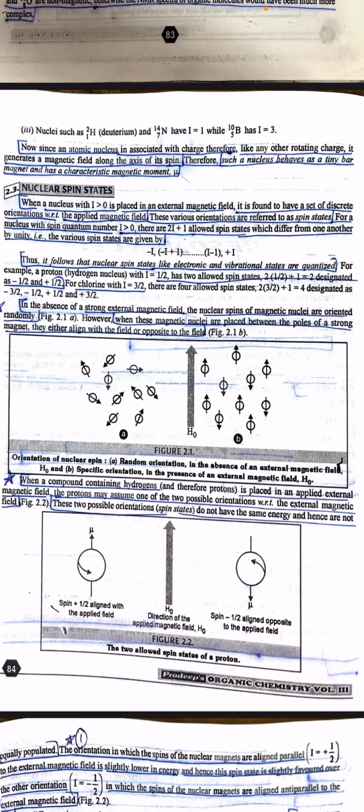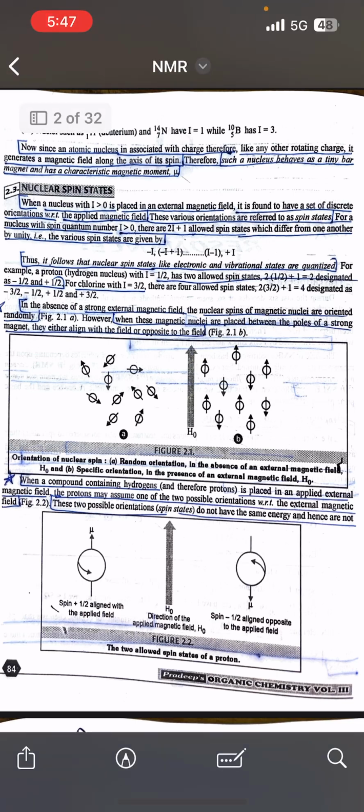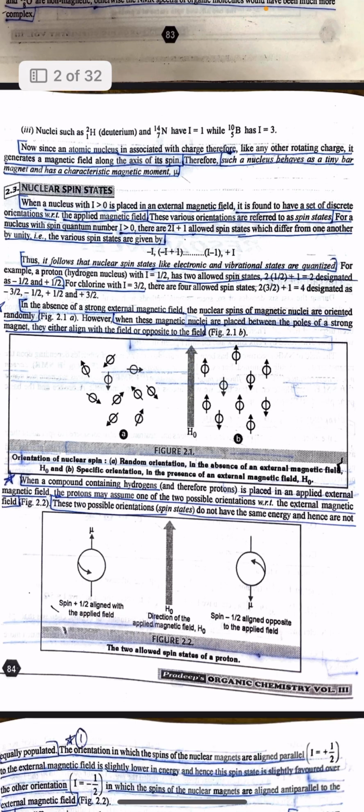Thus, it follows that nuclear spin states, like electronic and vibrational states, are quantized. For example, a proton with I equal to 1/2 has 2 allowed spin states, designated minus 1/2 and plus 1/2. For chlorine with spin I equal to 3/2, there are 4 allowed spin states, that is 2 times 3/2 plus 1, up to 4, designated as shown.